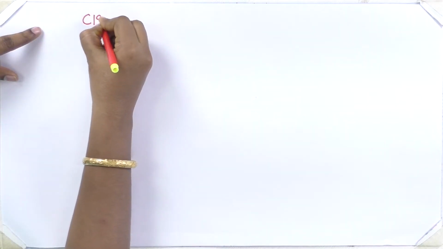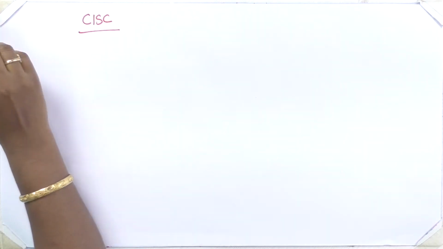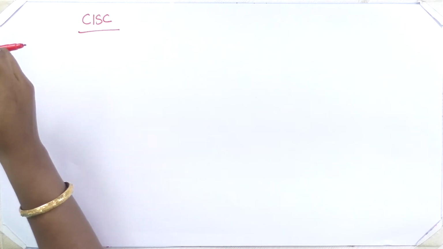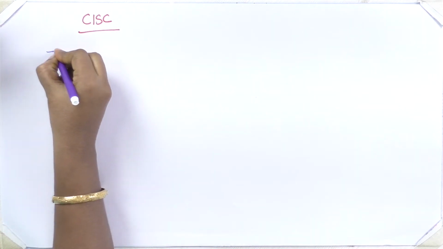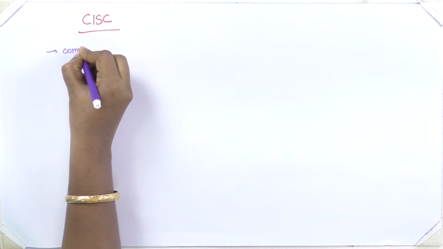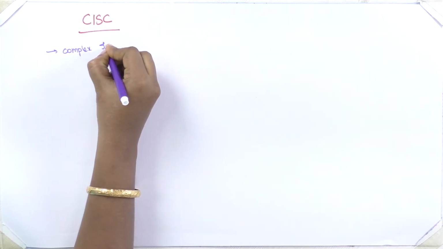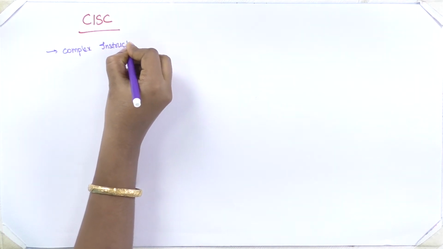In our last class we have seen about SIC XC architecture, and in the previous class we have seen about SIC architecture. Today in our class we are going to see about CISC architecture. CISC stands for Complex Instruction Set Computers.